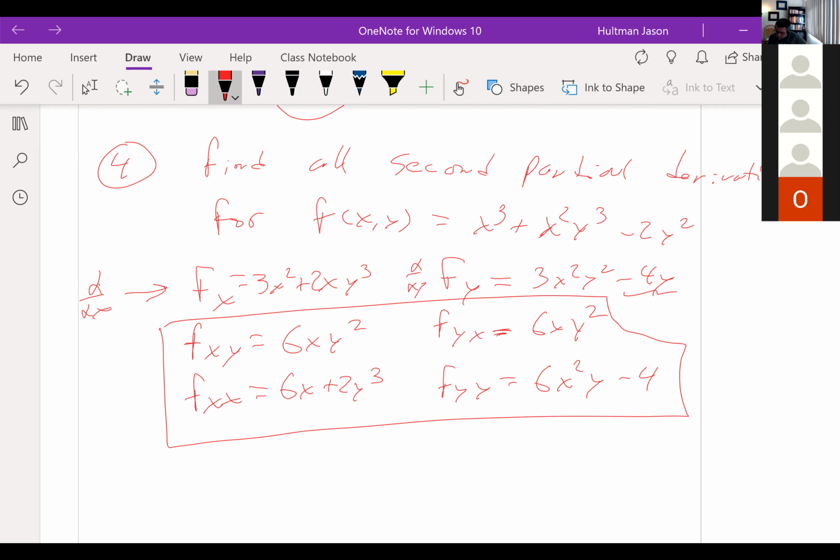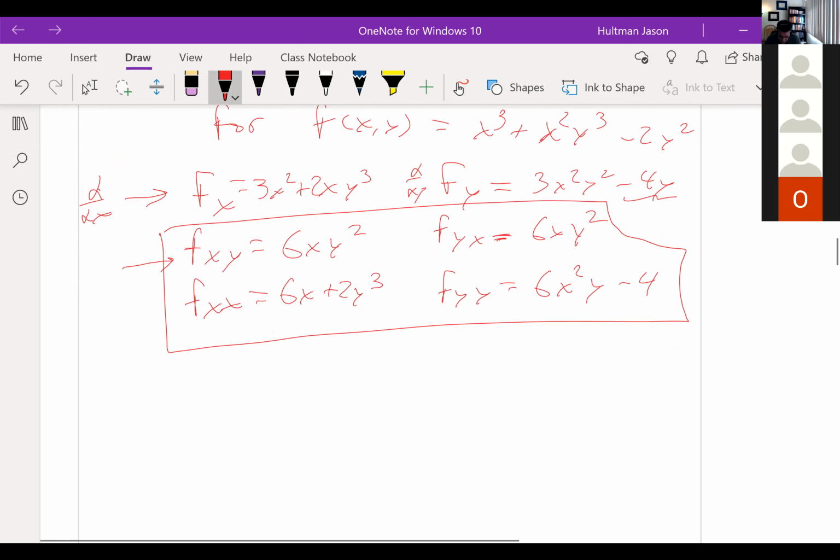Now what do we notice? We notice that on this line, they're identical. Okay, f sub xy and f sub yx are identical. Okay, and that's a theorem. Okay, notice that f sub xy equals f sub yx, which means that we could have taken our partials in any order and the order didn't matter.